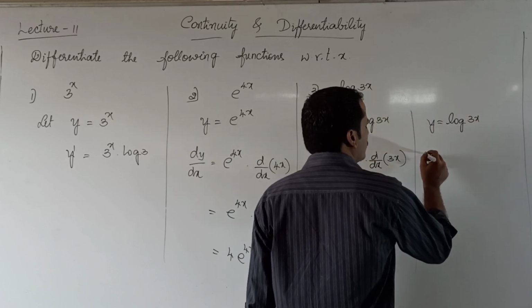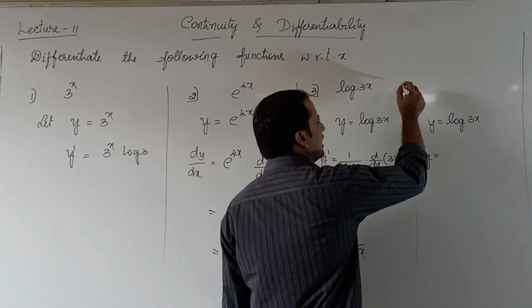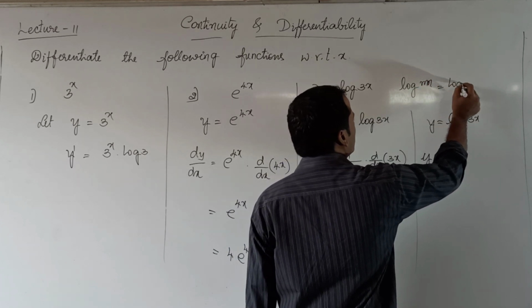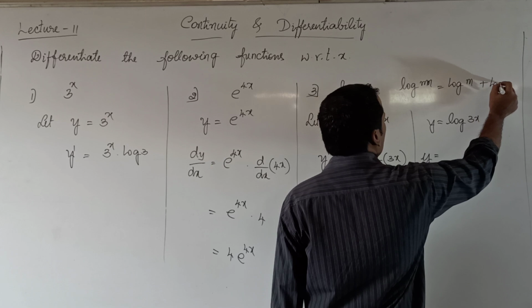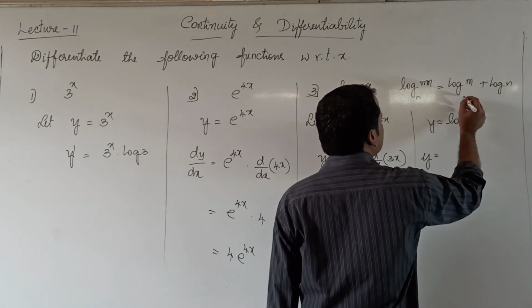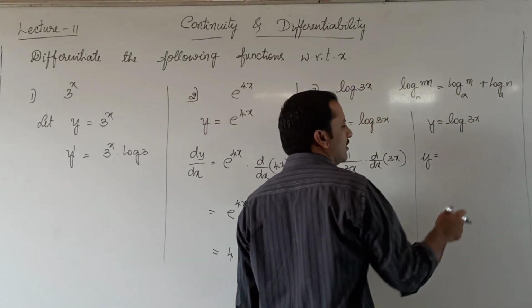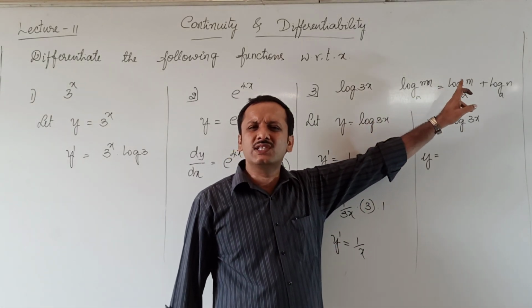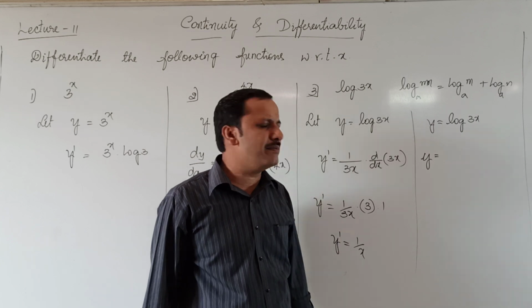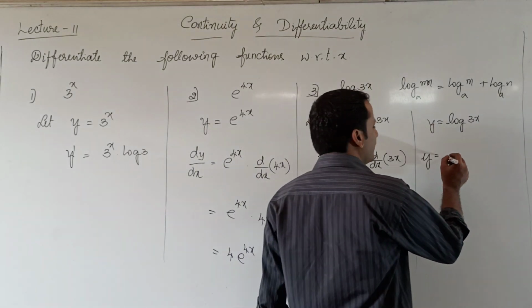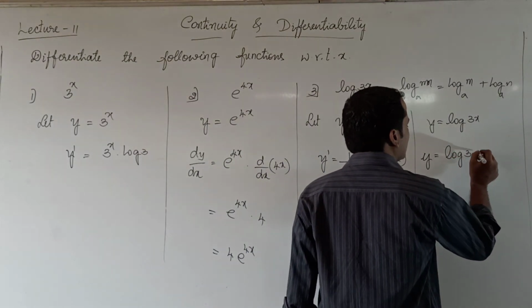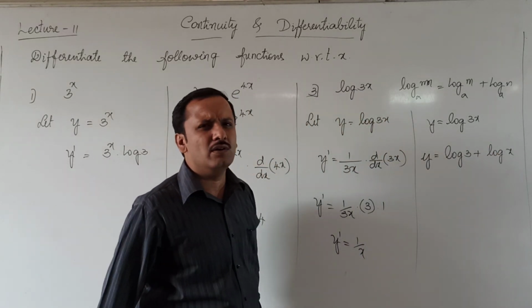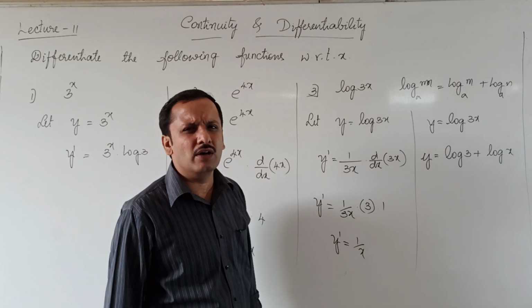I can use this formula, log mn, which you have seen in the last class. Log mn is equal to log m plus log n, to the same base. I wrote a there, you can write e also. So, logarithm of mn can be written as log m plus log n in the same base. So, log 3x, we can write this as log 3 plus log x. Y is equal to log 3 plus log x.